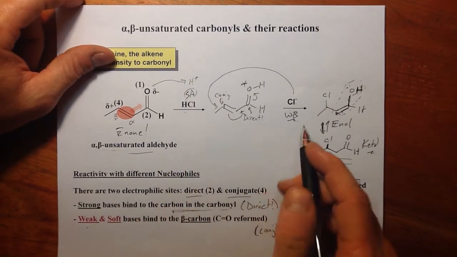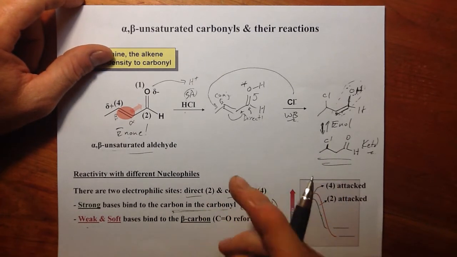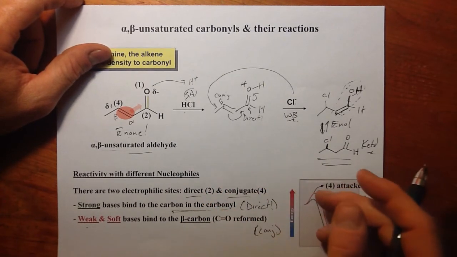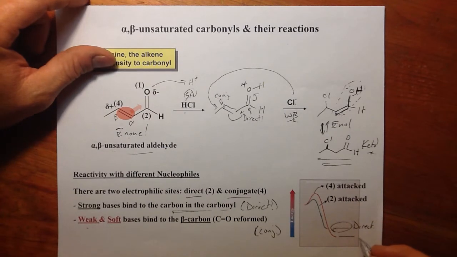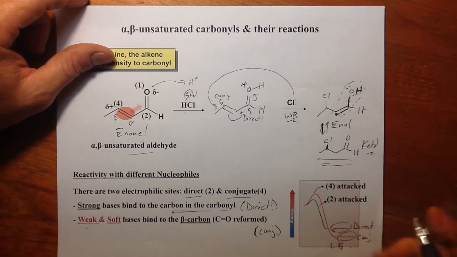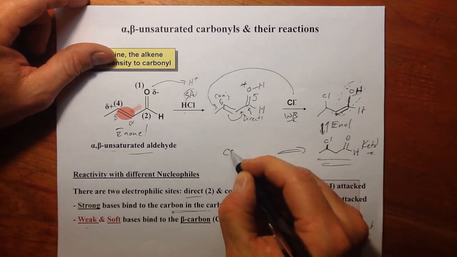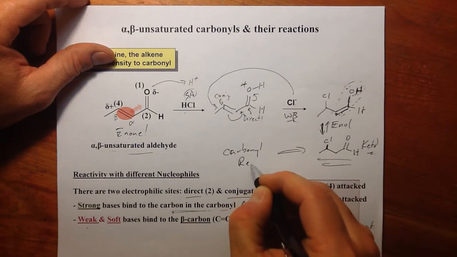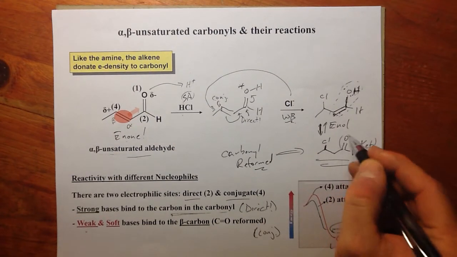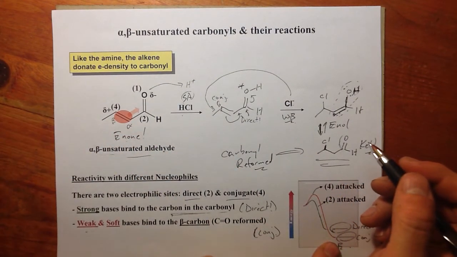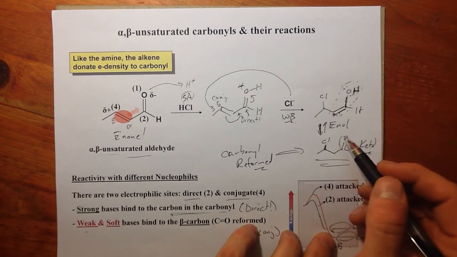So don't forget, if it's a weak base, go conjugate. If it's a strong base, anything more basic than an alkoxide, O with a negative charge, they go to the direct position. They get kind of stuck when they attack the carbonyl and don't allow the carbonyl to reform. The conjugate positions, when they're attacked, give us a lower energy product because we get our carbonyl back. We always see that's what's driving the conjugate additions, is we get the carbonyl back. That helps to keep that lower energy than the direct addition product.